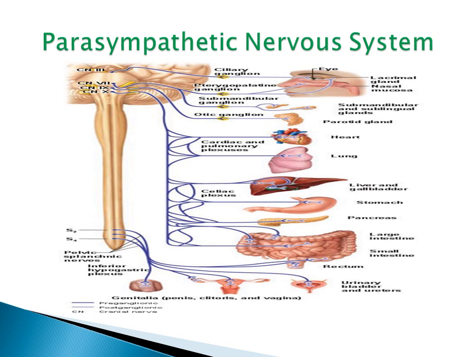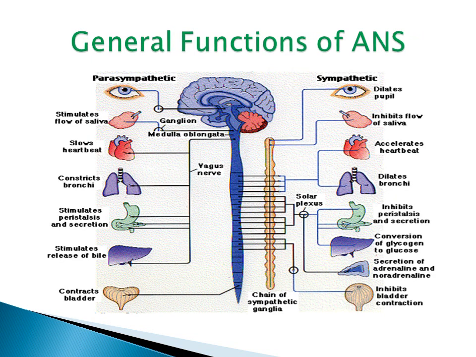Now move on to the general function of the autonomic nervous system. What actions are mediated by the sympathetic and parasympathetic nervous systems on a particular organ? Coming to the eye, what action is mediated by the sympathetic nervous system on the ciliary muscle and pupil? It relaxes the ciliary muscle and dilates the pupil. In contrast, the parasympathetic nervous system constricts the pupil and contracts the ciliary muscle.